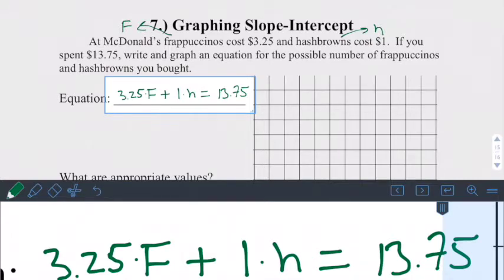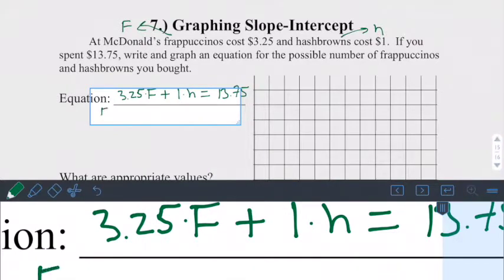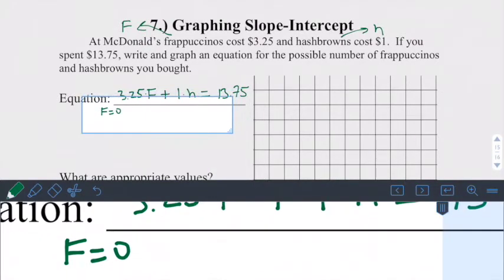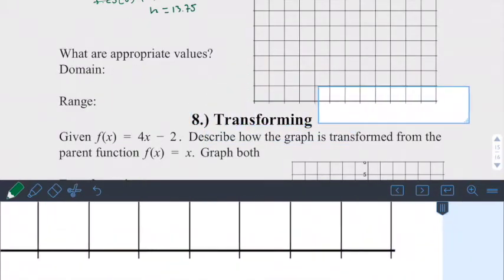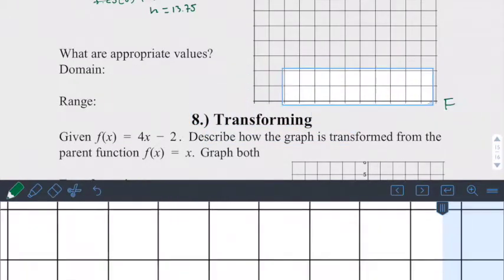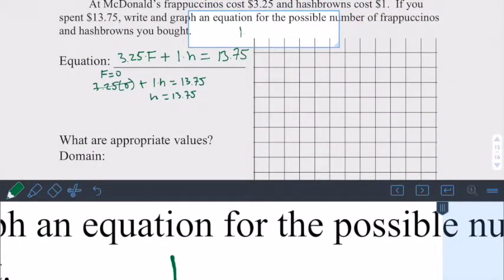Well, I could try to put this in slope-intercept form, but I don't have it that way. I'd like to find the intercepts. I think the intercepts are easier. So if I bought 0 Frappuccinos, then that's $3.25 times 0 plus 1H equals $13.75. So this is 1 hash brown, or just hash browns, equals $13.75. So I'm going to call this Frappuccinos by hash browns.